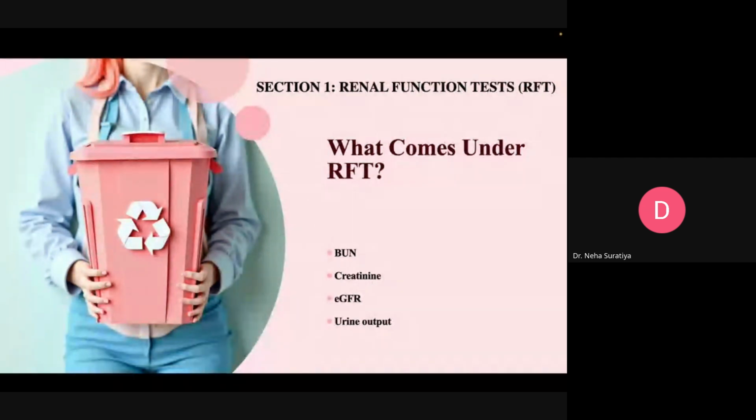You can see here the bullet points: blood urea nitrogen, abbreviated as BUN. Then we have creatinine, that is serum creatinine. Then we have eGFR, that is estimated glomerular filtration rate. And clinically, we need urine output as well. The common mistake students make here is focusing only on the creatinine or the eGFR. But in reality, creatinine alone never tells the full story.